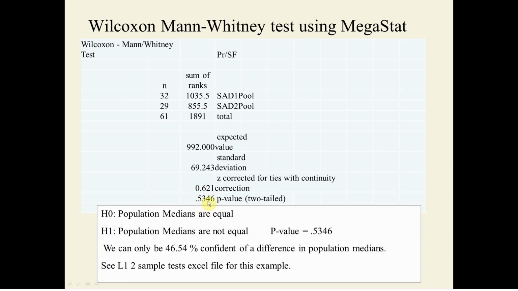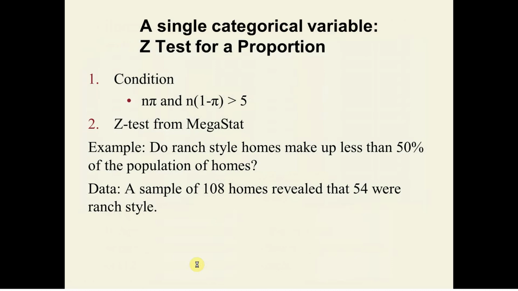The p-value of 0.5346 is greater than our required level, which is 0.05. So we can only be 46.54% confident that the population medians are different. Again, you can see an example of this in our Excel proportions.